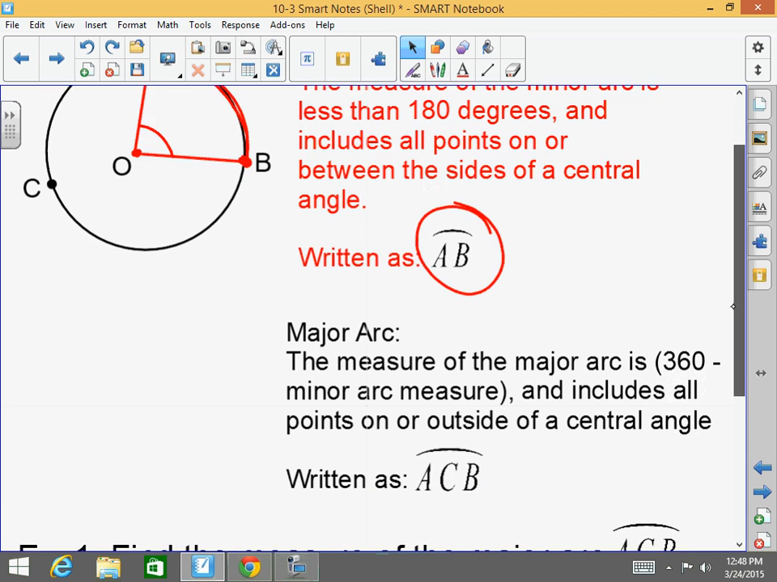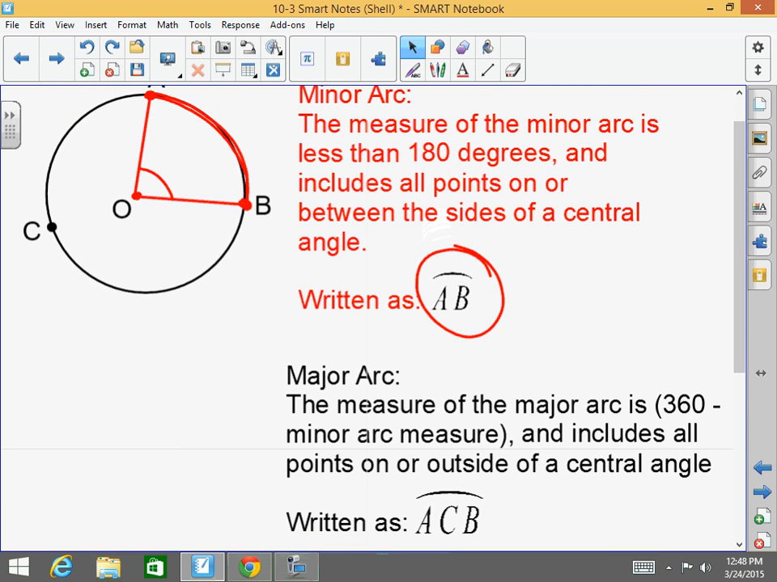The major arc has a measure that is 360 degrees minus the minor arc measure, and it includes all points on or outside of the central angle. So let's put this to make a little bit more sense. The minor arc is in red. The major arc will be this one here in blue. Since the major arc encompasses 3 different points, you would write the major arc as, in this particular case, ACB.